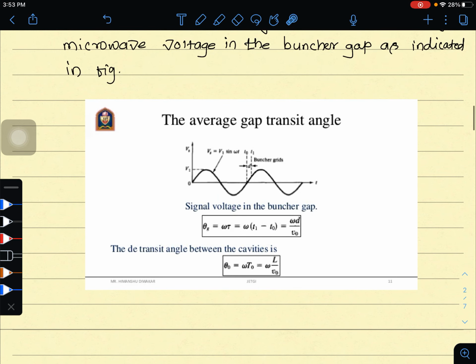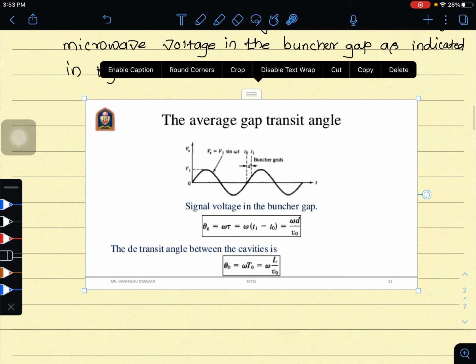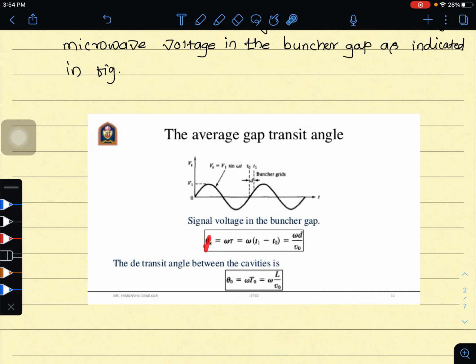We have this diagram, which is very important to look over. What is theta g? Theta g is equal to omega times T, where T is the time difference between exiting and entering of the electrons, that is t1 minus t0. And this is simply omega d by V0.